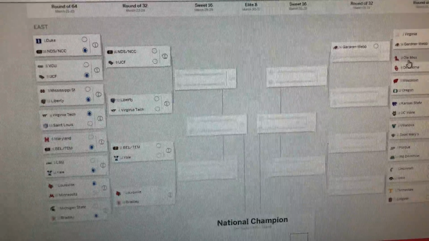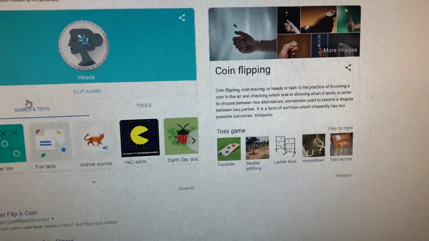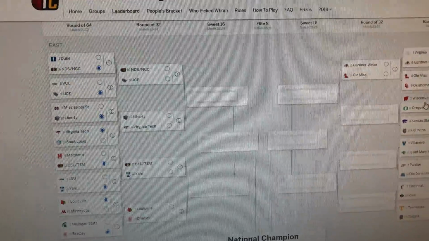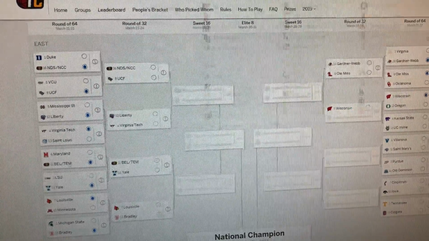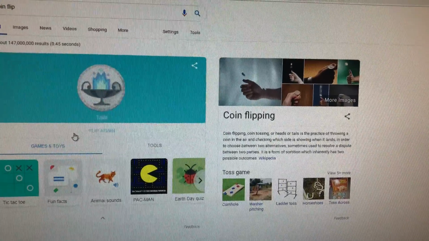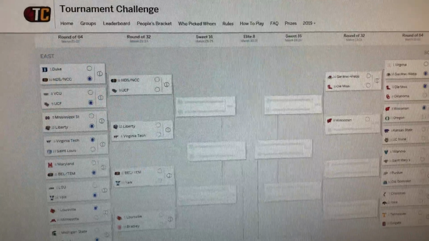Heads, we have the 8 seed Ole Miss Rebels moving on. Wisconsin and Oregon, the 5 and the 12. Who we have moving on here? We have heads, which means Wisconsin is moving on. Then we have Kansas State and UC Irvine. Kansas State might have Dean Wade back in time for the tournament. I'm not so sure about that. We have UC Irvine moving on.